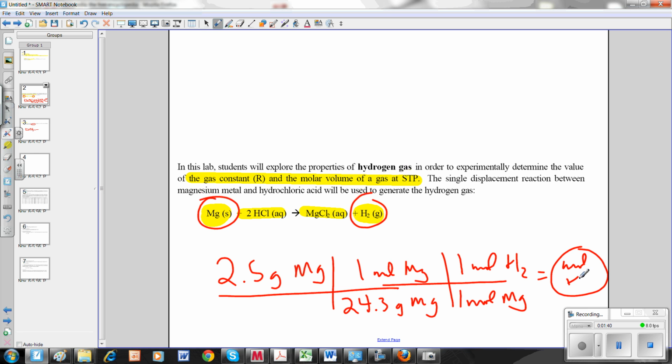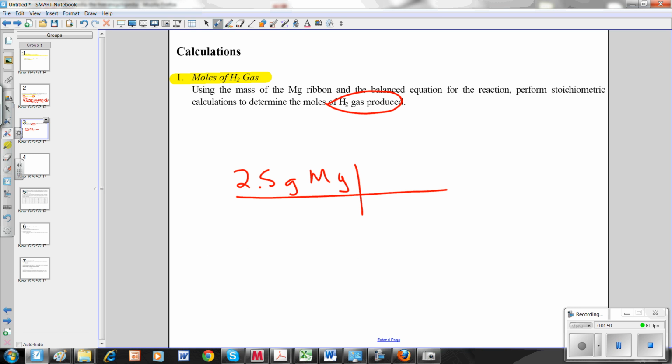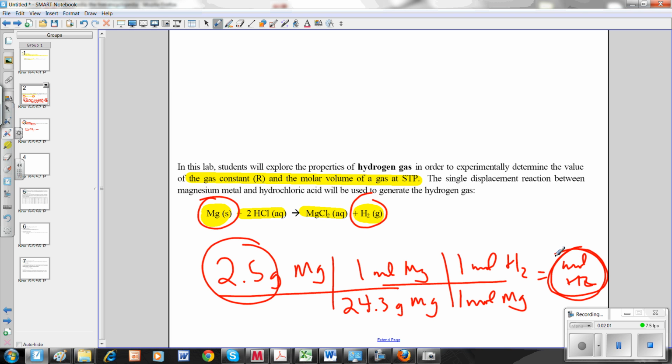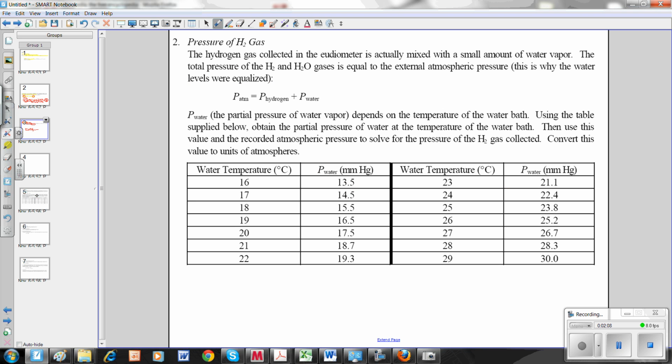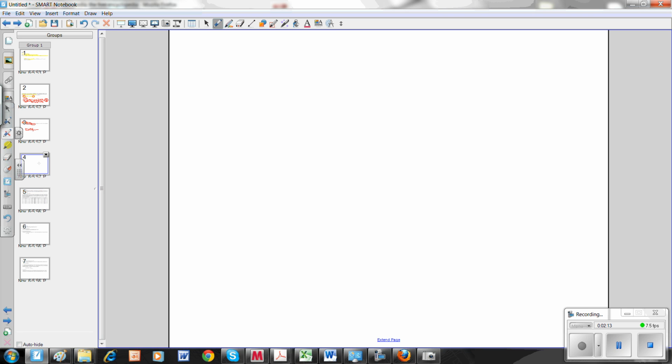Now, obviously you didn't start with that same number of grams of magnesium, but you plug it in. You should do the stoichiometry. You should remember that from chapter 3. So moles of H2 gas is very easy. Take the mass of the magnesium ribbon, which you should have in your data table, do the calculations like you saw right there. In the end, you'll end up with moles of magnesium. So that's calculation 1. So you should label it with the title moles of H2 gas, set it up, and show everything. Second thing you have to do is you have to basically find the pressure of your H2 gas.